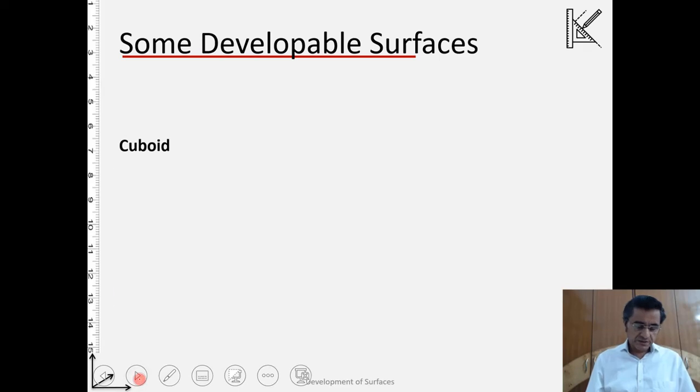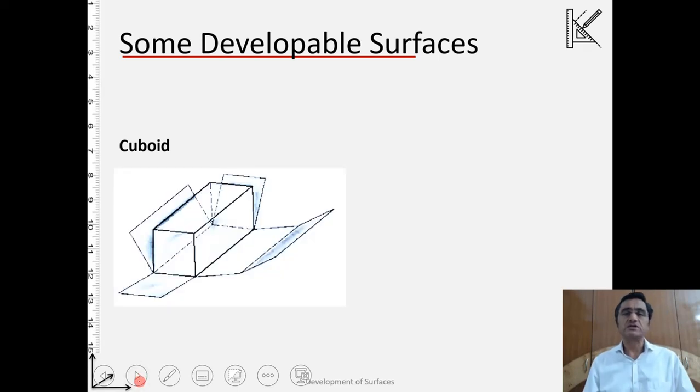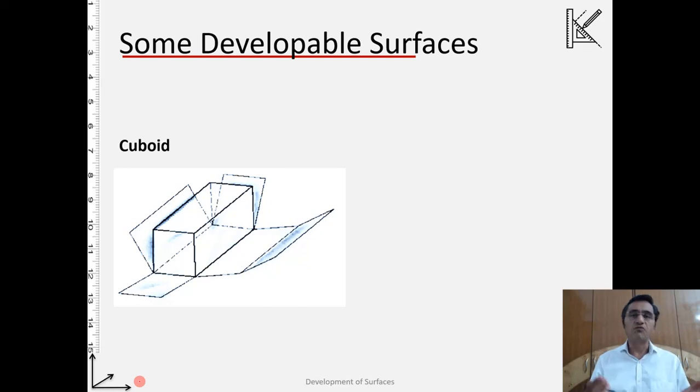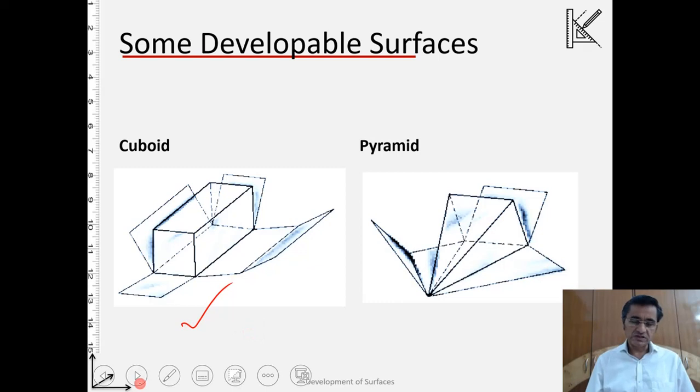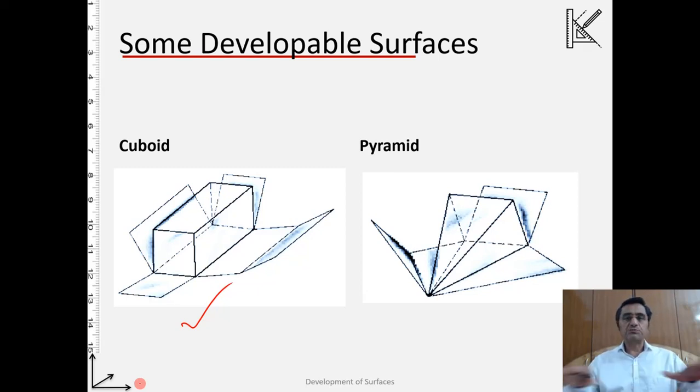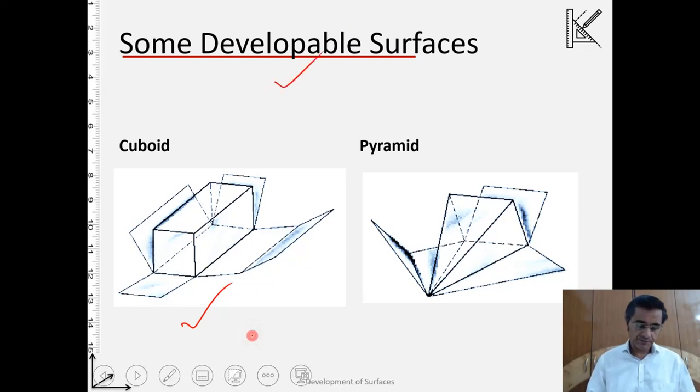Some examples here. Yes, a cuboid, as you can see over here, is made of planes, and those planes we can unfold as shown over here. So this is a developable surface. Similarly, a pyramid can also be unfolded, and I can spread all those faces of the pyramid onto a 2D plane, so that becomes the developed surface for the pyramid.